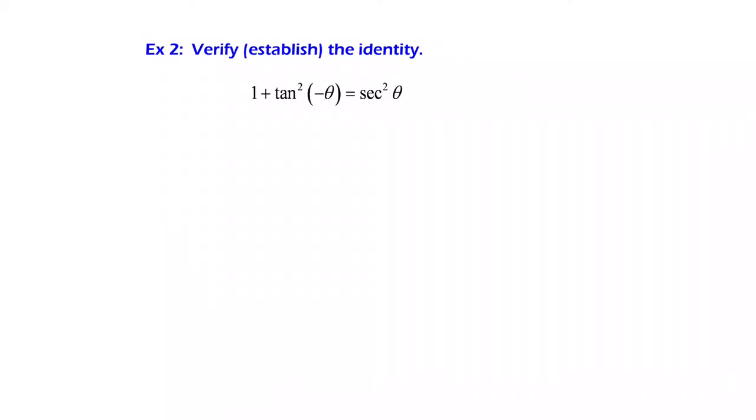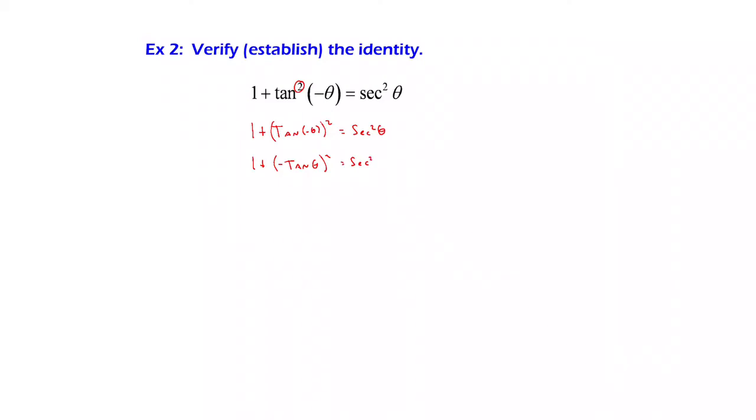We have 1 plus tangent squared of negative theta. So what does that actually mean? 1 plus tangent of negative theta, squared. Remember, we write tangent squared, but it's actually the whole thing that is being squared. So what's tangent of negative theta? Well, you can use your even and odd properties. This would be an odd property to move the negative out front. So negative tangent of theta, squared.